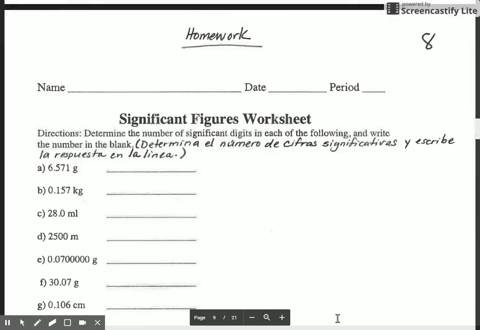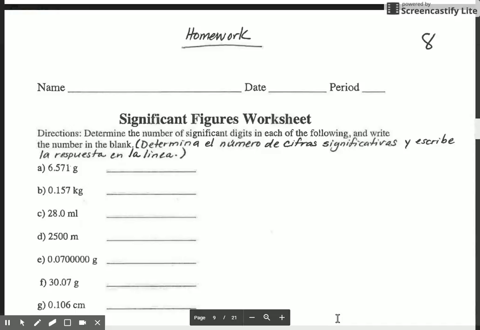All right, so here's a tutorial for our homework this weekend. You have page 8, which is significant figures. You have to pretty much determine the significant figures. You have to follow the rules that we discuss in school. And I'm just going to do just the first 4, so A, B, C, and D with you.